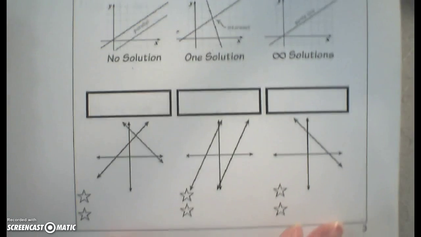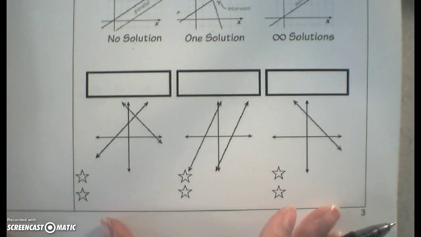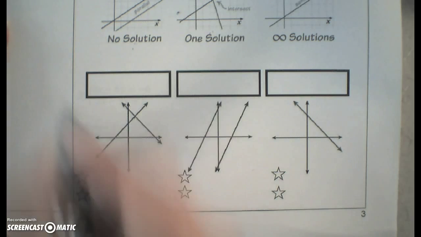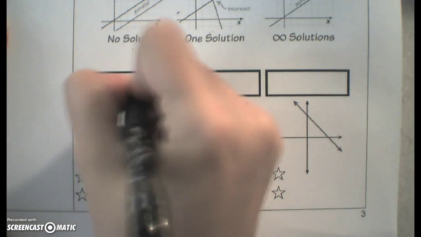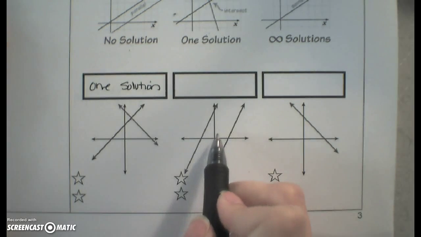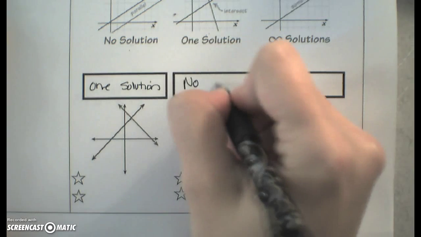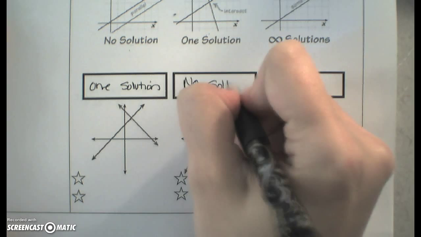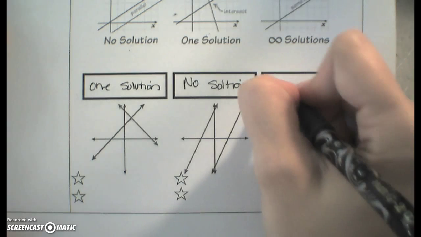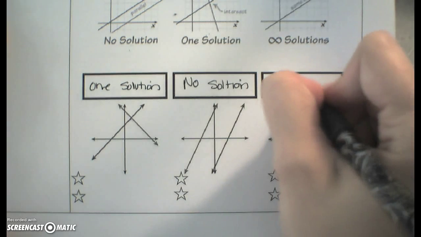So let's take a look kind of classifying these. Well, we've got this one touching at one point, so that means we do have a solution. We've got one right there where they're touching. So one solution. This one never touching, so there's never a solution, or no solution. And then this one, it looks like there's only one line, but really it's on top of the other line, so it's an infinite number of solutions.